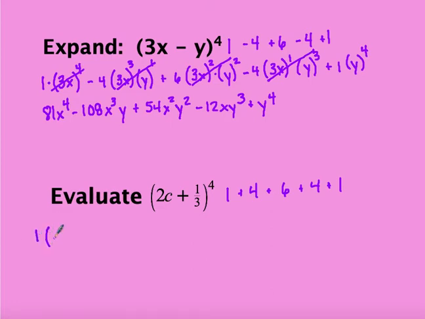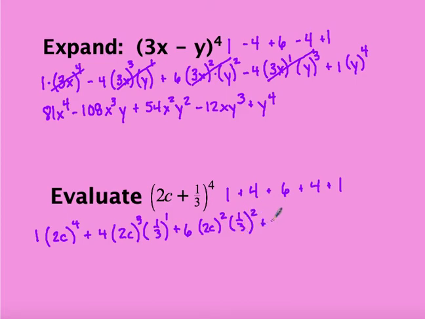So I'm going to have 1 times (2c) to the 4th plus 4 times (2c) to the 3rd times 1/3 to the 1st plus 6 times (2c) to the 2nd times 1/3 to the 2nd plus 4 times (2c) to the 1st times 1/3 to the 3rd, all the while making sure my exponents add to be 4, plus 1 times, and I only will have the 1/3 in this term, and it will be to the highest power of 4. So now I'm going to work this out.